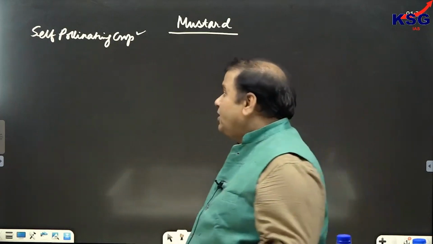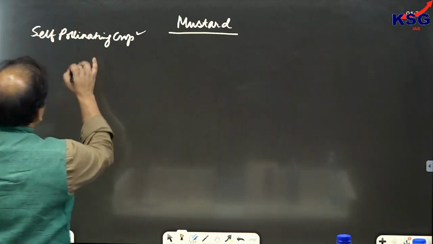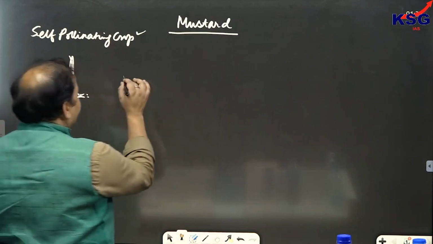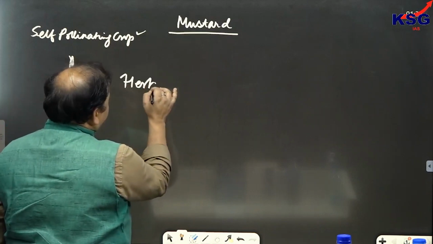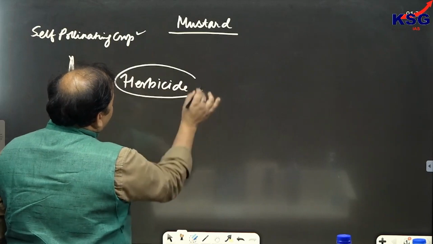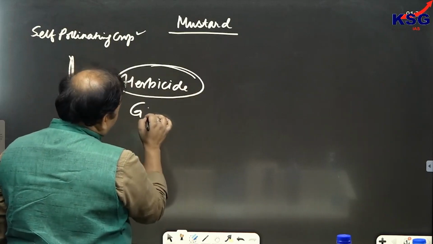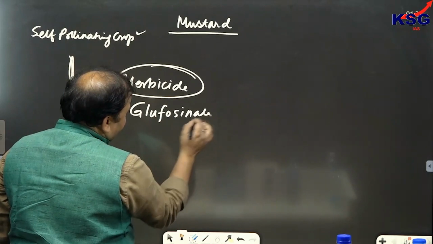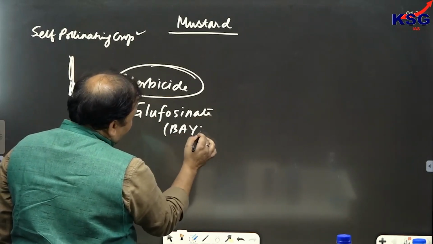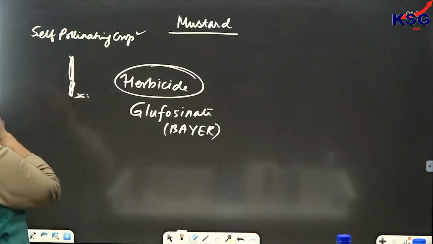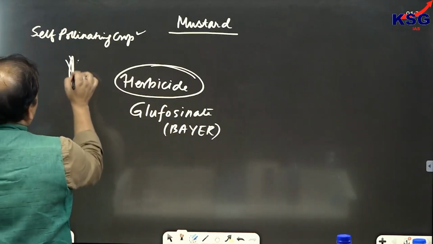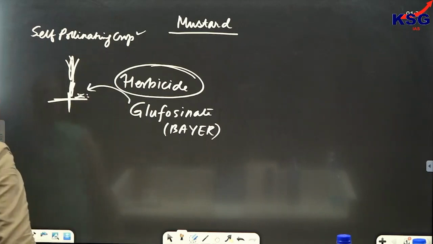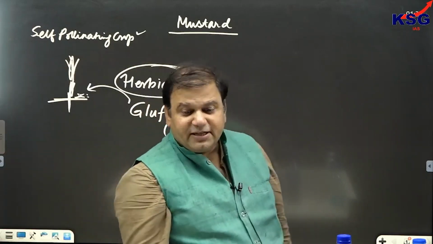The second problem is that when you cultivate mustard, weeds develop in between the mustard. Now, if you use a herbicide, the herbicide commonly used in India is glufosinate, which is developed by Bayer. So what will happen due to glufosinate? When it is sprayed on the mustard field, not only the weeds get damaged, but also the mustard gets damaged.